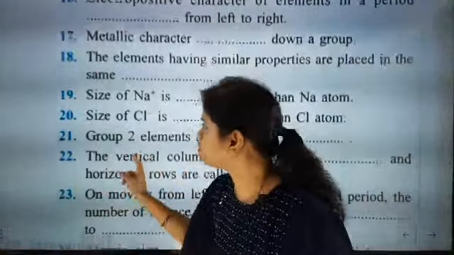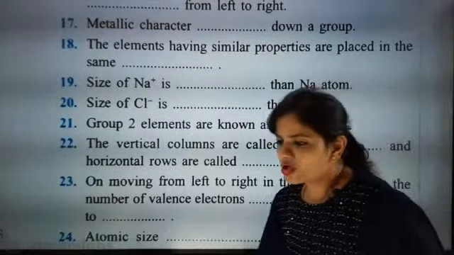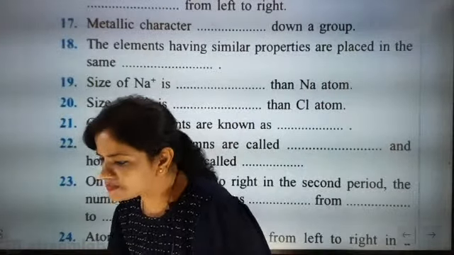Okay, now I am going to go back to the content because we have more to discuss. Group 2 elements are known as dash. Come on, start answering the question.